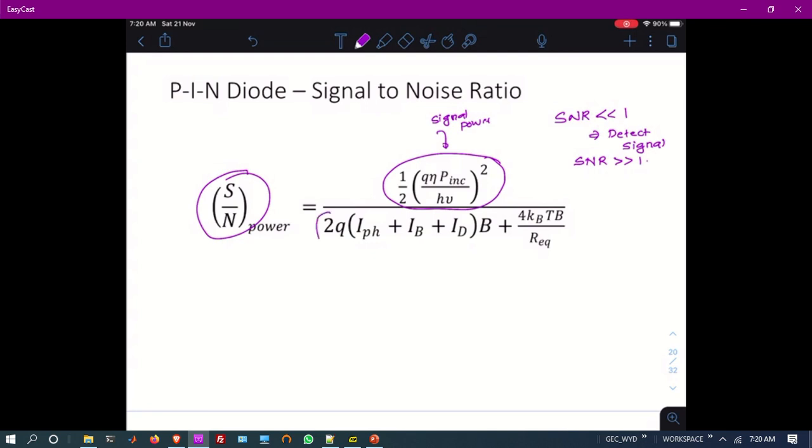And the denominator is actually the noise. This term we have already seen, and this term is the Johnson noise, and the left part of the term is the noise because of the ambient current and the dark current. So this is the signal to noise ratio at the PIN diode.